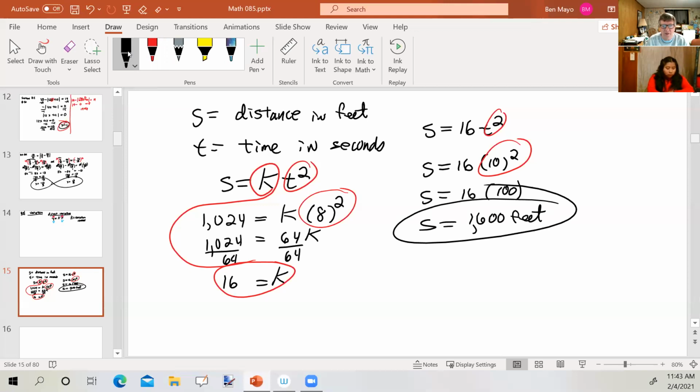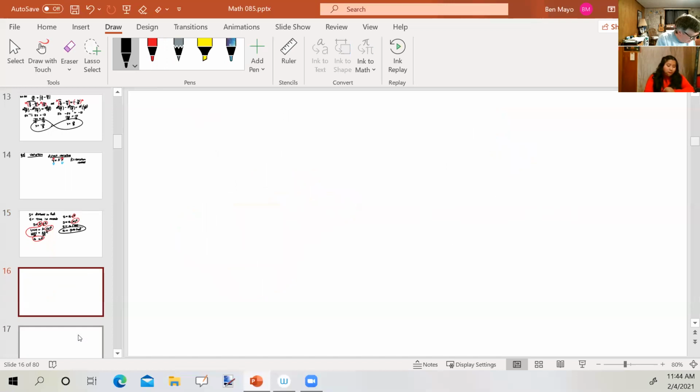Any questions about this example? All right. Next kind of variation is called inverse.